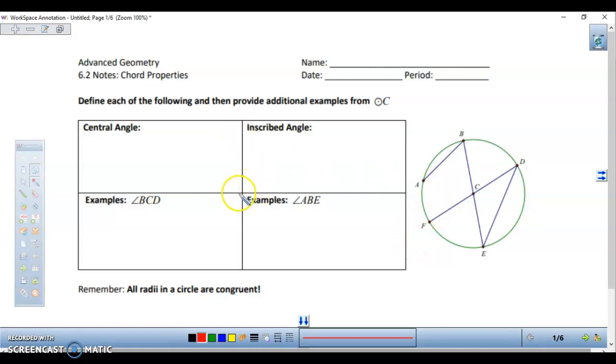Before we get into that, let's talk about the difference between an inscribed angle and a central angle. Central angle we already defined. A central angle is an angle whose vertex is at the center of a circle.